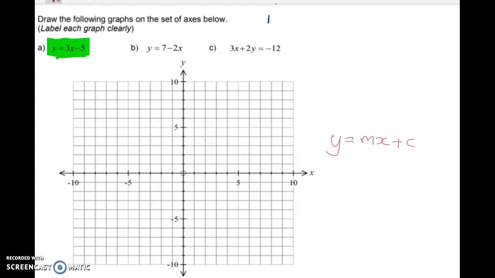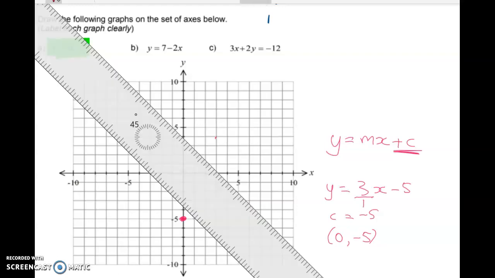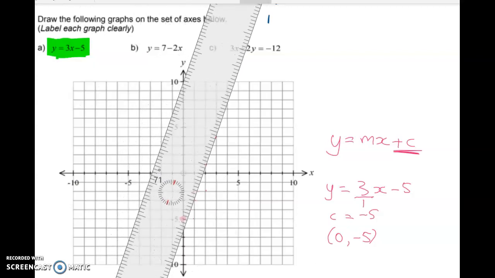We start by taking the y-intercept value and plotting that. So for y equals 3x minus 5, we know the y-intercept is 0, negative 5. So we put a point here, and then we know the gradient is 3. We can think of that as going out 1 and up 3, out 1 and up 3, out 1, up 3, out 1, up 3. And then we take our snapper card or our ruler and we join them up like this.